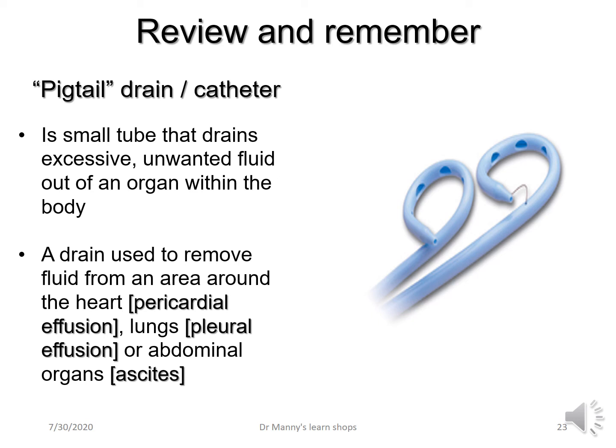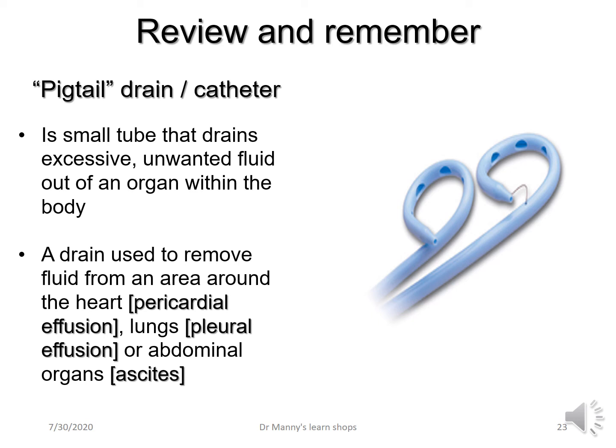Okay, let's move on. Review and remember pigtail drain catheters. These are small tubes that drain excessive, unwanted fluid out of an organ within the body. The drain can be used to remove fluid from an area around the heart, pericardial, mediastinal effusions. This is where fluid accumulates continually or over a period of time. It's not typically used for an acute event.